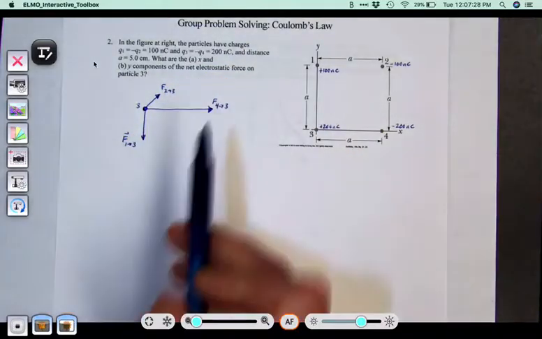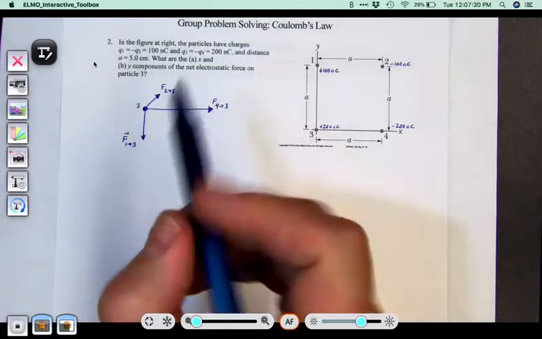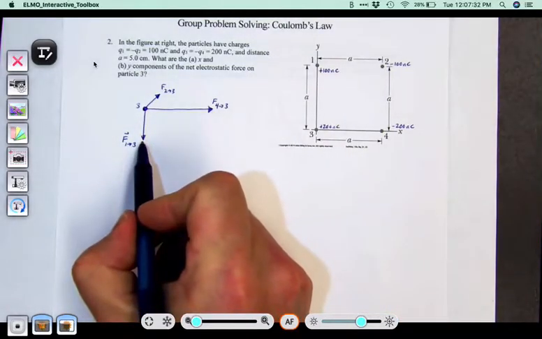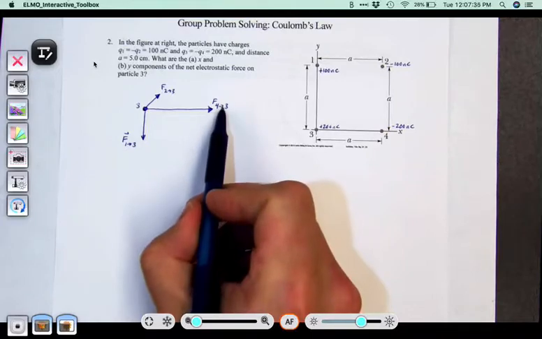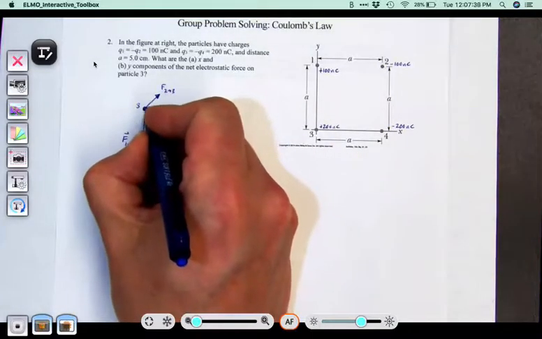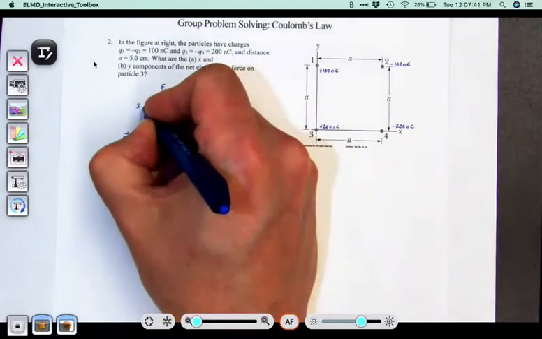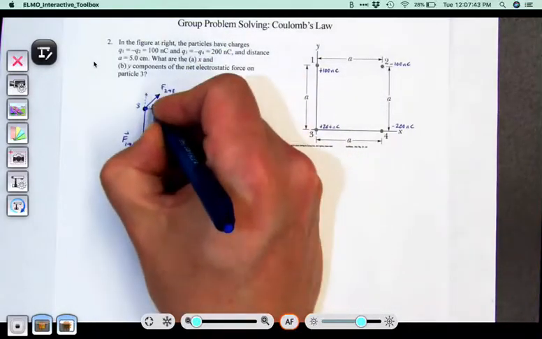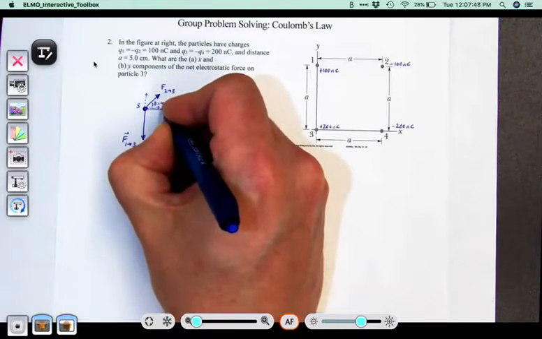And so now when it's asking us for x and y components, well, the force that 1 puts on 3 is all in the y direction. The force 4 puts on 3 is all in the x direction. The force 2 puts on 3 is going to have an x component and a y component. But because of the geometry here, we know that this angle is a 45-degree angle.